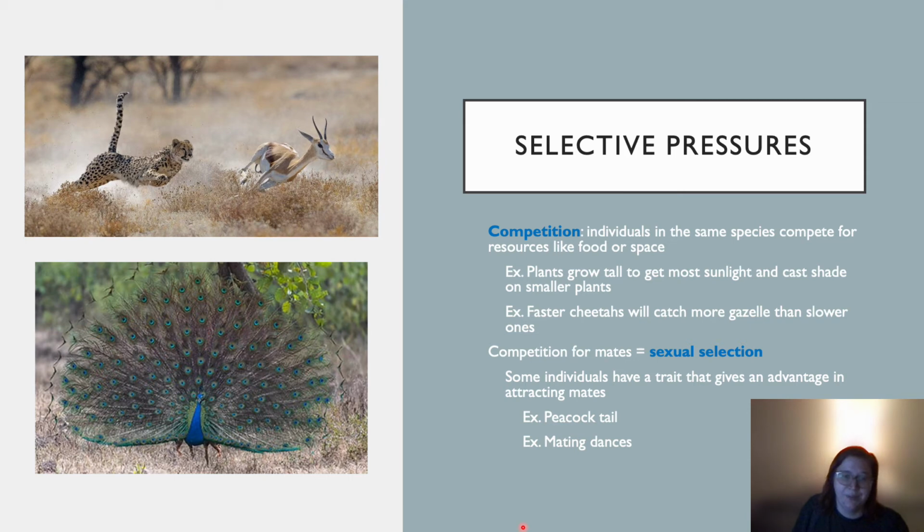There's a special type of competition called sexual selection, and that's competition for mates. Some individuals have a trait that gives them an advantage in attracting more mates than others. For example, peacocks grow these big, huge tails, which would actually make them more vulnerable to predators, but it helps them reproduce more often. Even if they might not survive as often, it helps them have more babies. So that's sexual selection. Same thing with a mating dance or any kind of mating ritual, which would be a result of sexual selection, or competition for mates.